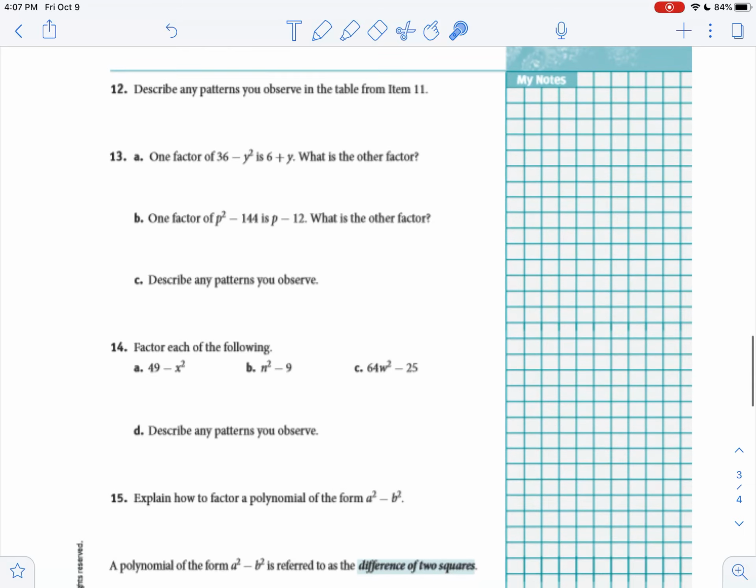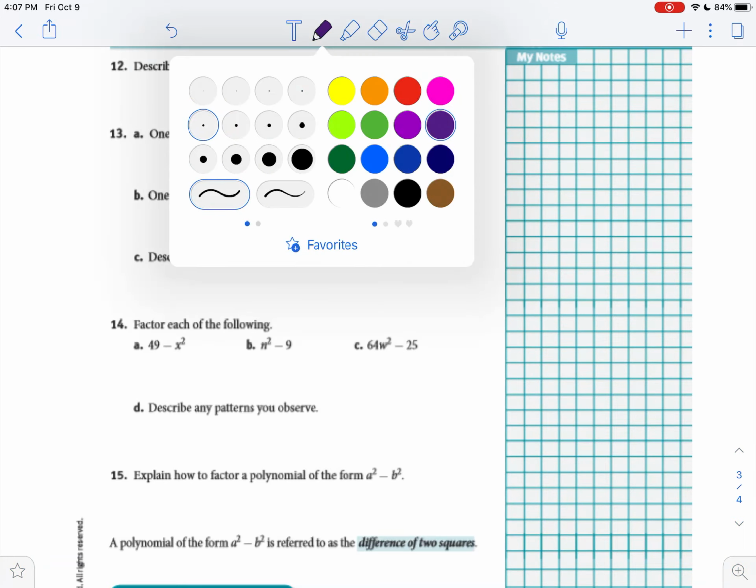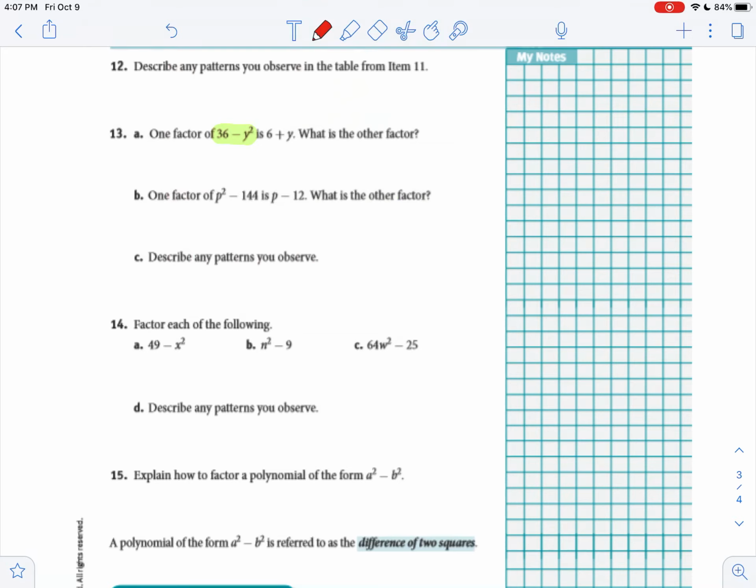Okay. So let's practice a couple of those. In number 13, they give us an expression and then they want us to write the factors. They gave us one factor though. So one factor is 6 plus y. Since it's a difference, 36 minus y squared, if one of the factors is 6 plus y, the other one has to be 6 minus y. Those are our conjugates.